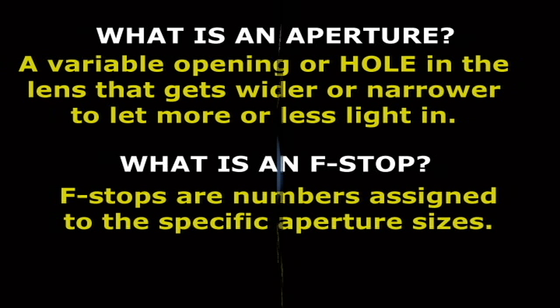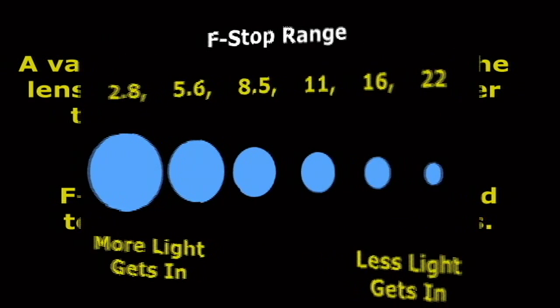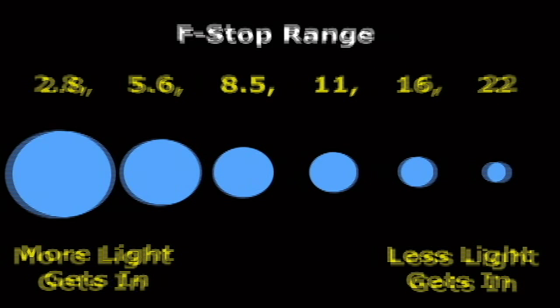Now the f-stop, those are numbers that are assigned to the specific aperture sizes. So consider that various sized holes have their own f-stop number, and this is standardized, so we know that whatever camera we're looking at, whatever lens we're looking through, an f-stop that has a certain number is going to have the same sized hole.